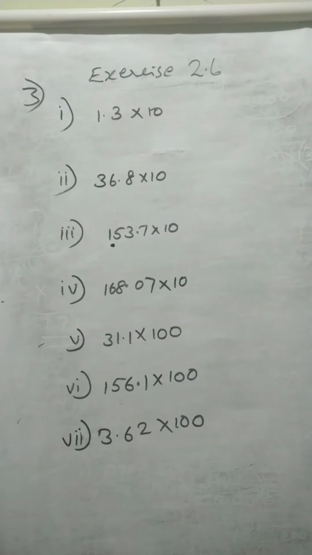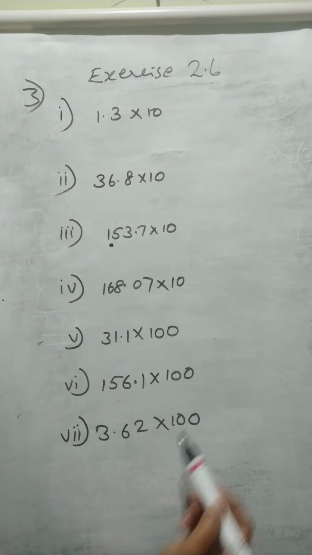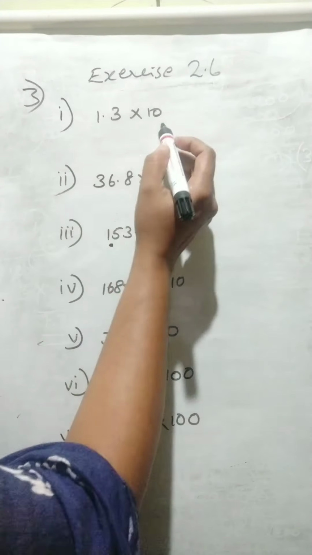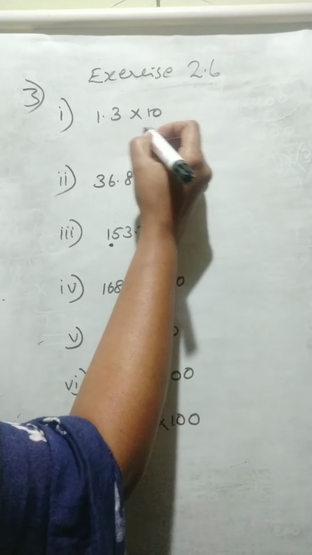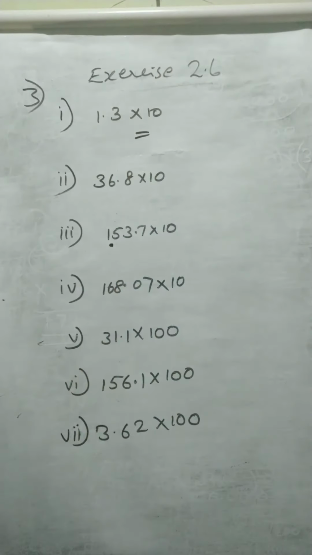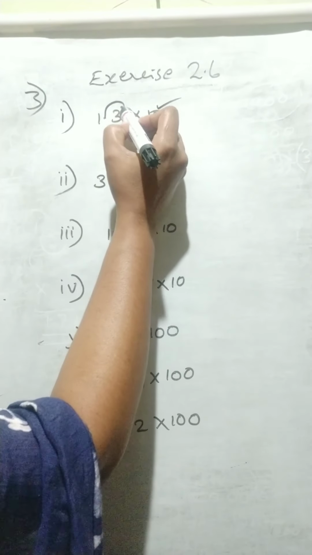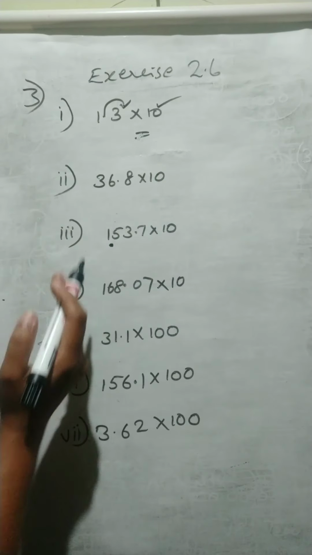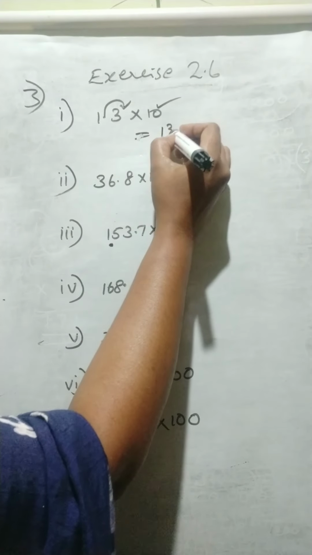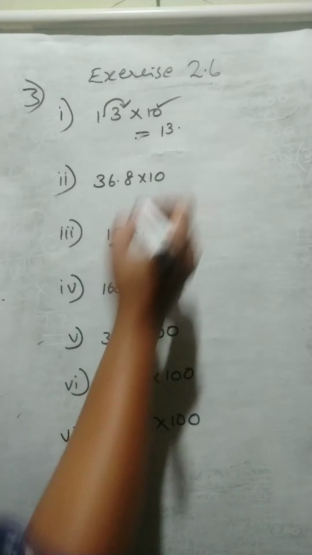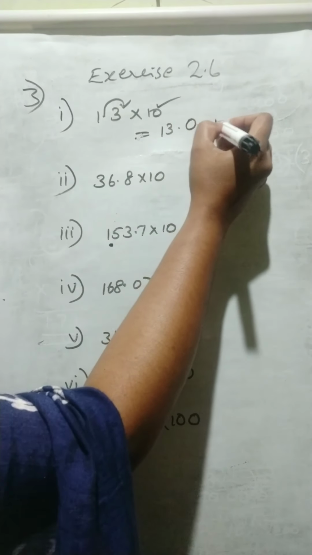Now third group, we have to multiply by 10, 100 and 1000. Some questions I have given here, that is 1.3 multiplied by 10. So here 1 zero is there, so we have to move one digit. Okay, so 13.0, actually 13.0. That is equal to 13.